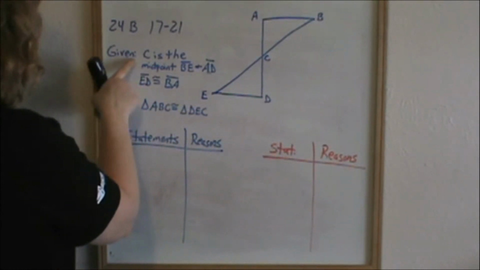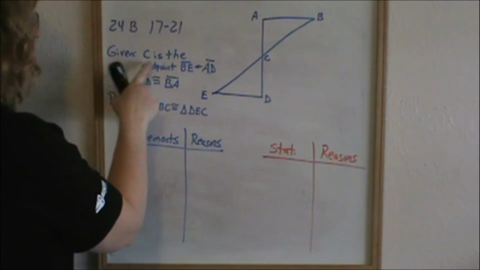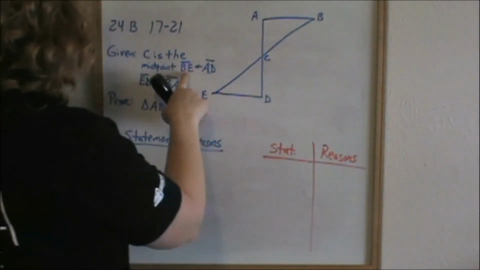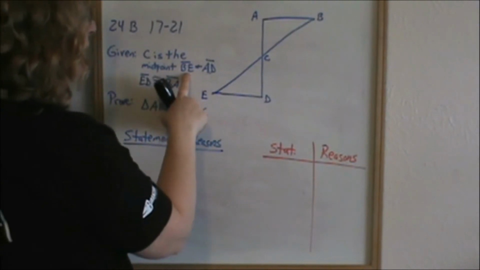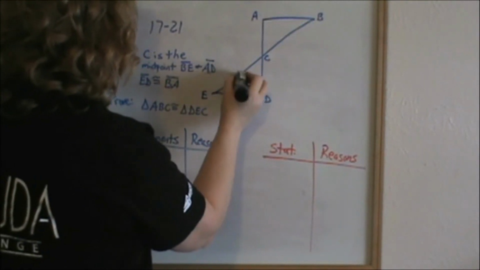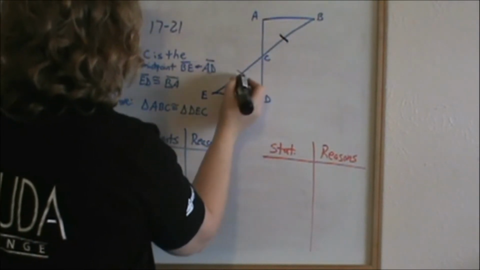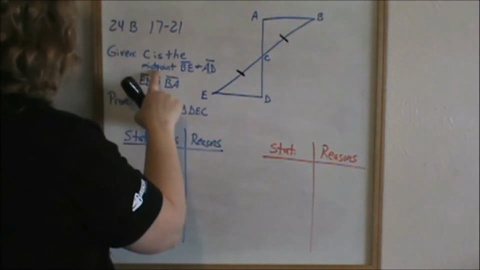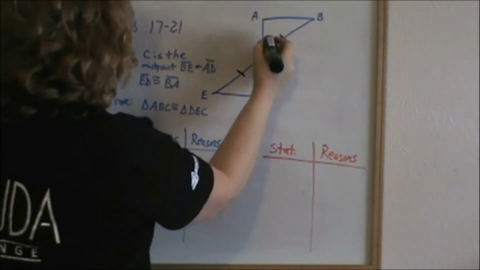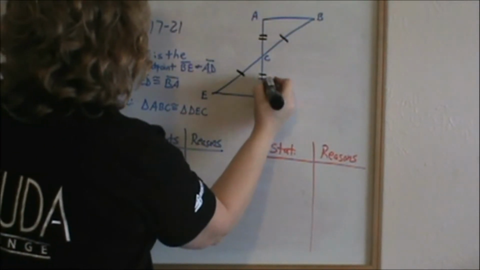In the given, we are told that C is the midpoint of line segment BE and line segment AD. So let's just go back. C is the midpoint of line segment BE. If C is the midpoint of line segment BE, that means this line is congruent to that line. If C is the midpoint of AD, C is the midpoint of this line right here, it means that these two lines are congruent to each other.